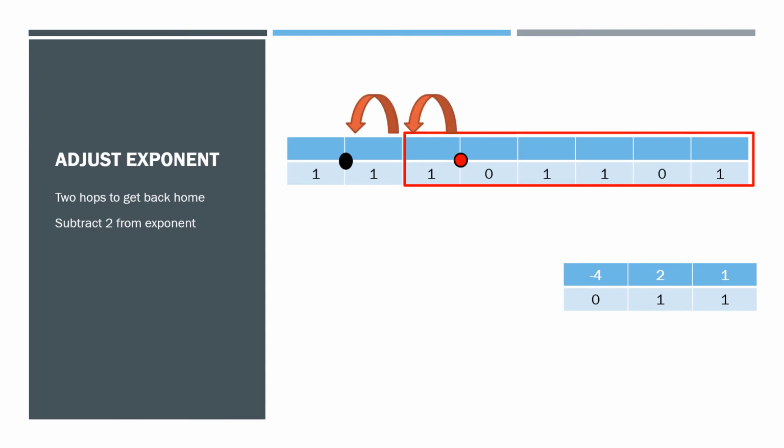And now we have to adjust the exponent. We've moved the point by 2. So it's 2 hops to get it back home. So we subtract 2 from the exponent. And 3 minus 2 is obviously 1. So the exponent becomes 1. So find the mantissa, adjust the exponent by subtraction. That's literally all you have to do to normalise a floating point number.